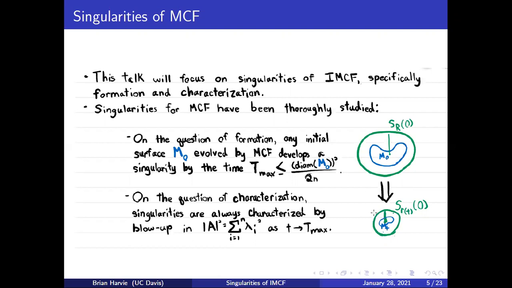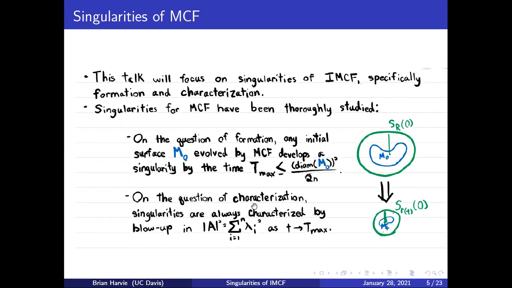Well, if the ambient sphere contracts to a point, this should imply some singularity for the evolving surface M_t before this happens. And not only does this tell you that singularities always form for mean curvature flow, it also tells you that they form within a prescribed time interval that only depends on initial data. So you know that the singularity starting from M naught needs to happen within the time extrinsic diameter of M naught squared divided by 2n.